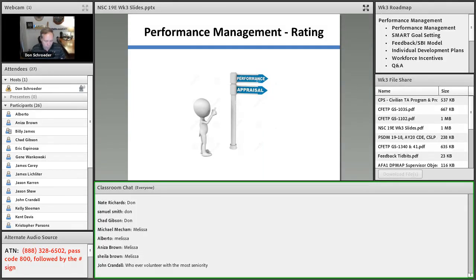This is the rating, of course. This is where the rubber meets the road. This is where we sit down. We talked about this earlier. It's time for our appraisal times. Those of y'all who are in DP MAP, you just got finished doing all this.